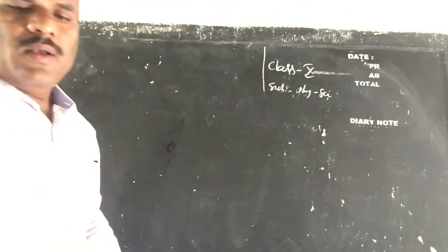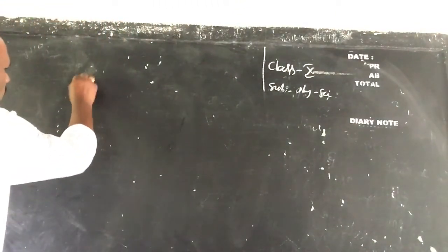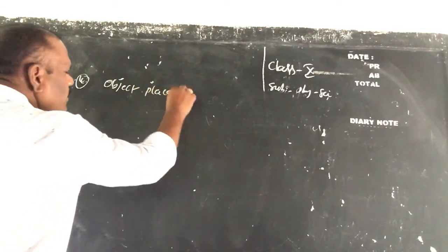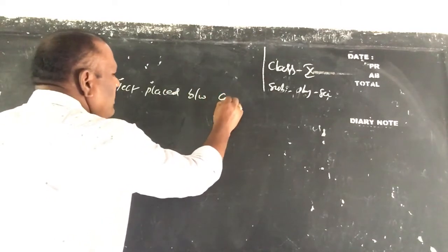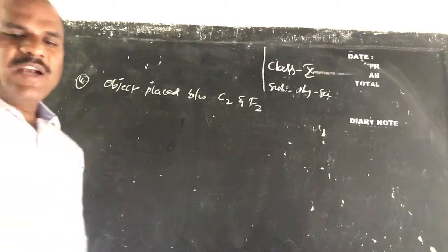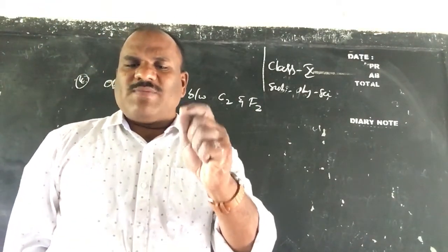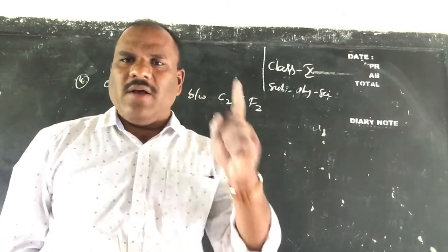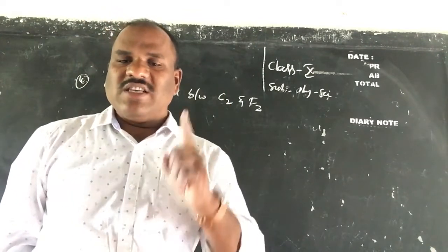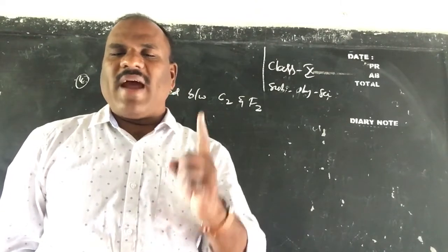Next, ray diagram 4, children. The object is placed between the center of curvature and focal point, between C2 and F2. Now, children, when the object is placed between the center of curvature C2 and focal point, we will get an image which is real, inverted and magnified. This image will be formed behind C1, children.